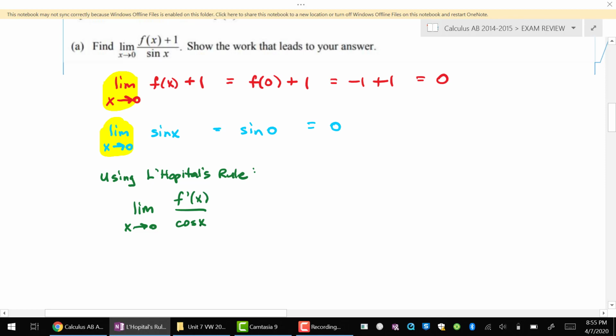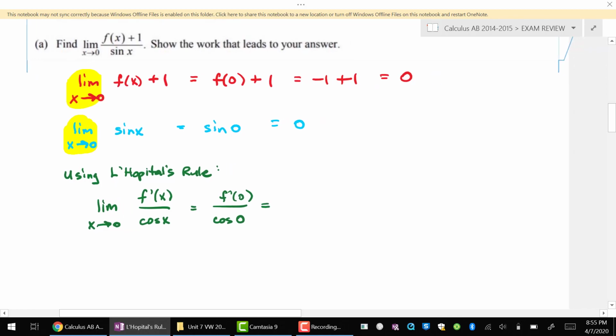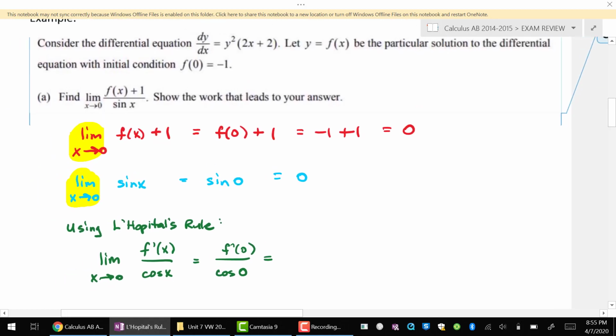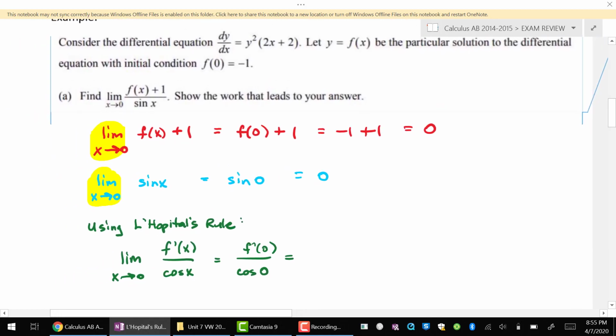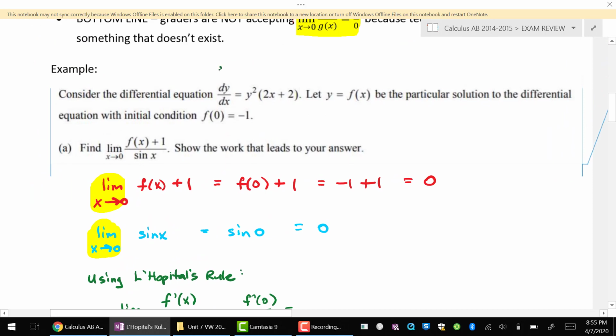And then if I plug in 0 to these values, I can use direct substitution to compute the limit. Let's see if we actually get a value, or if we get another indeterminate form, in which case we'd have to use L'Hopital's rule another time. F prime is 0. Well, f prime is not stated anywhere, but dy/dx is, and that's the same thing as f prime.